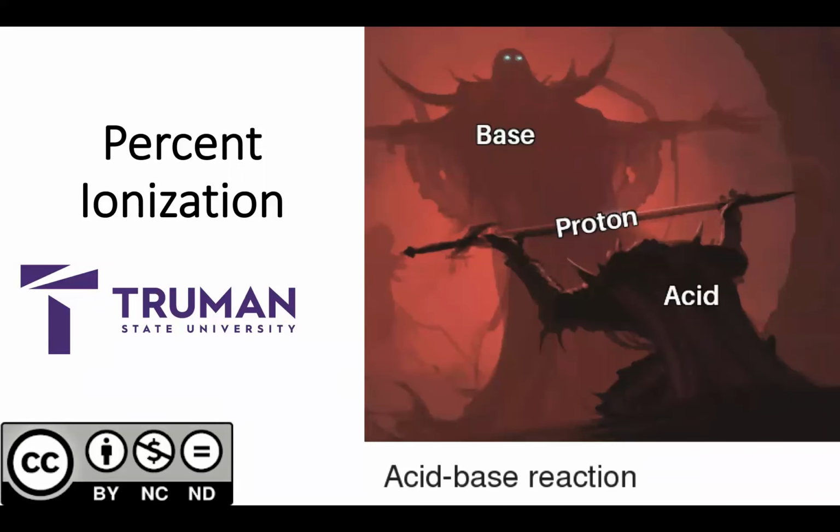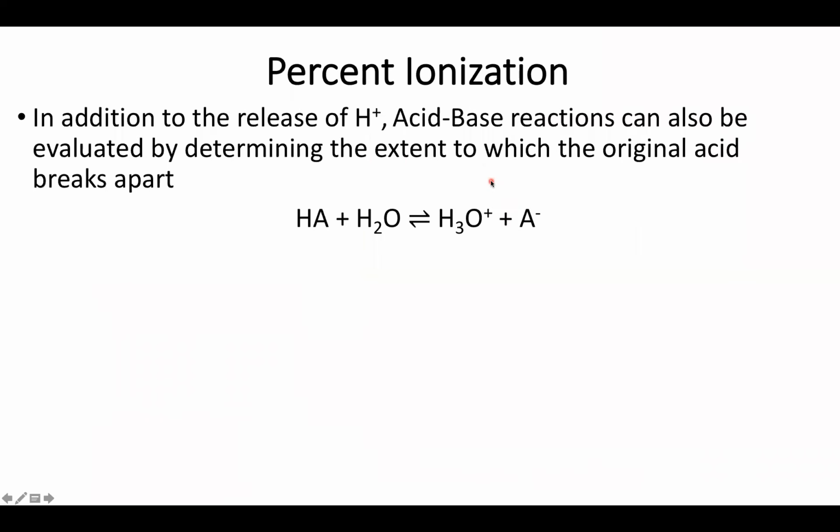So today we're going to go ahead and continue our conversation on acid and base reactions by looking at percent ionization. Until now, when we've been looking at acid-base reactions, we've been focusing just on the amount of hydronium being produced. So how many protons have we produced? However, it turns out plenty of reactions don't care about protons. It turns out that a lot of our conjugate bases can be quite valuable chemicals in their own right.